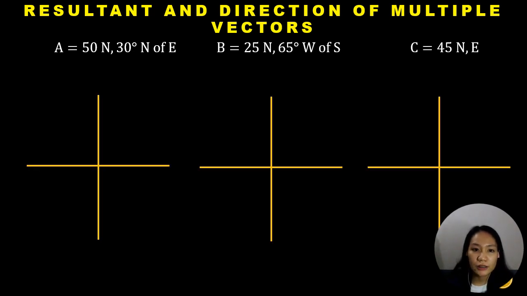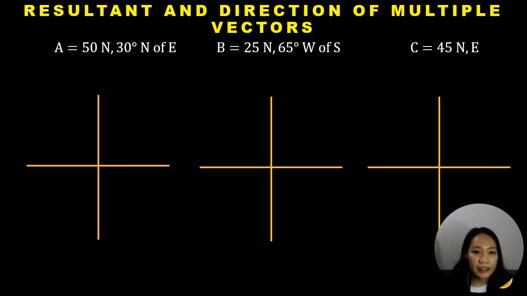So for example, we have the three vectors, vectors A, B, C. Vector A, 50 newtons, 30 degrees north of east. Vector B, 25 newtons, 65 degrees west of south. And vector C, 45 newtons, east. So the first step is to draw the vectors in each Cartesian plane. Now, it's not necessary that each vector must have a Cartesian plane. It's up to you. You can combine all of them in one Cartesian plane. But for the sake of clarity, I will be drawing them in separate Cartesian planes.